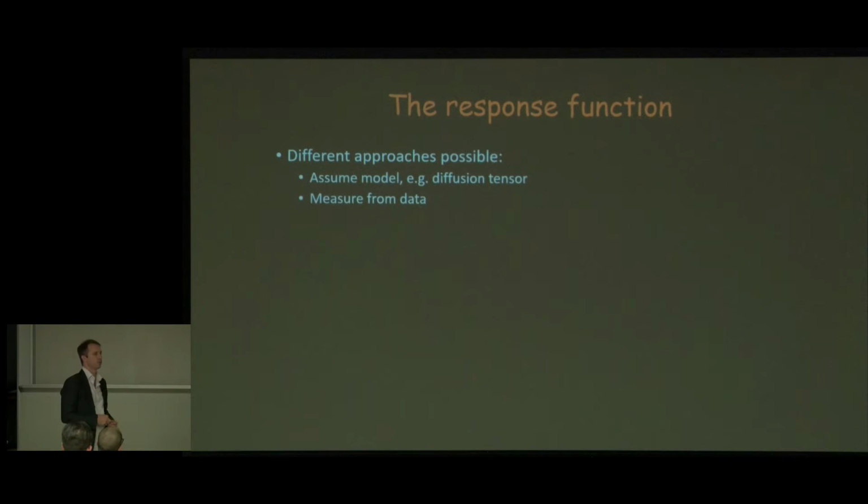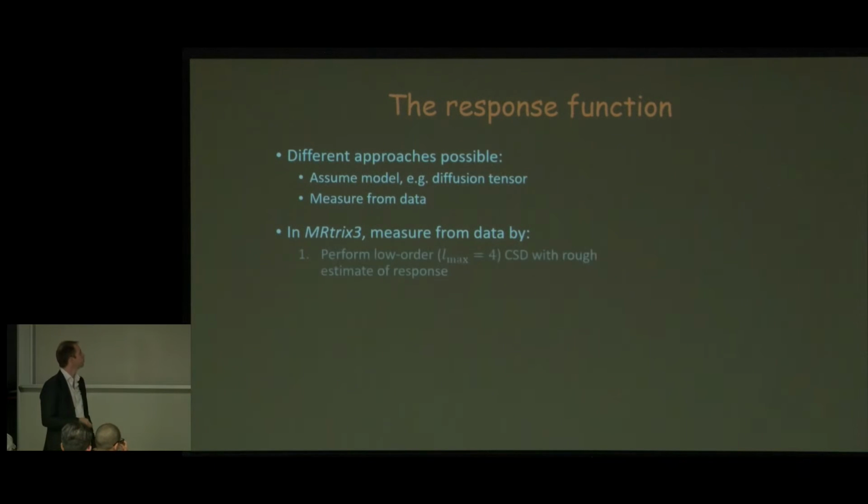I prefer to measure it from the data for the reasons that I mentioned before. We don't actually know what the microstructure is. We don't know that the tensor model is a good fit. We know the tensor model doesn't work as a function of b-values very well. It predicts much faster decay than you actually get in practice. So why not just measure it from the data?